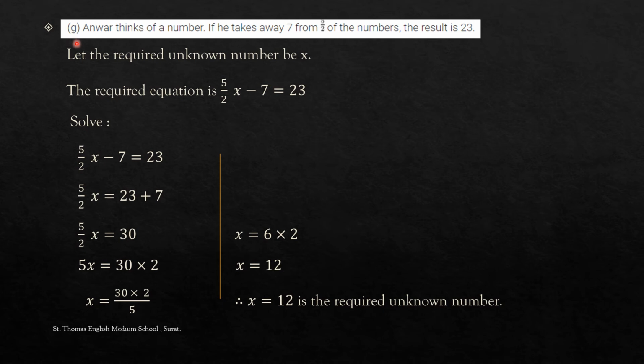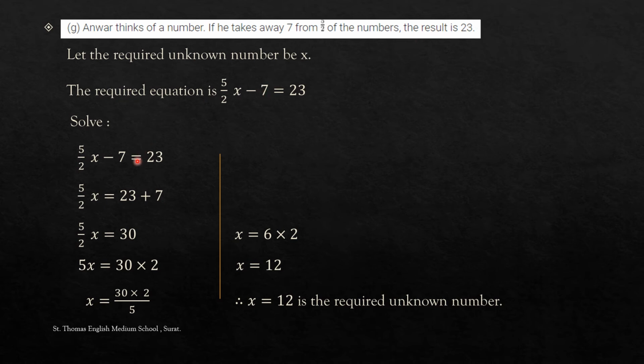So x is equal to 21 is the required unknown number. Question number 1(b). Anwar thinks of a number. If he takes away 7 from 5 by 2 of the number, the result is 23. So let the required unknown number be x. Read the question once again. 5 by 2 of the number means 5 by 2 x. Take away. What is the meaning of take away? Subtraction. So minus, how much is subtracted? 7. So minus 7 is equal to 23. The result is 23. Clear?